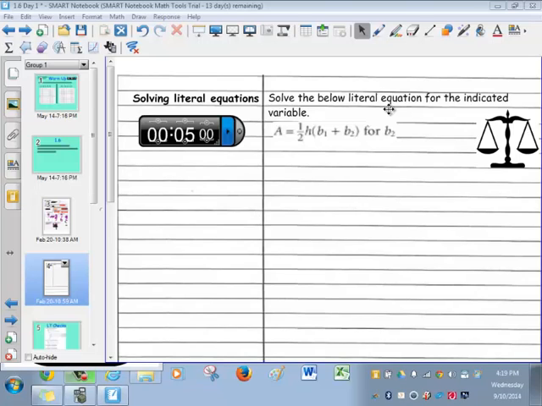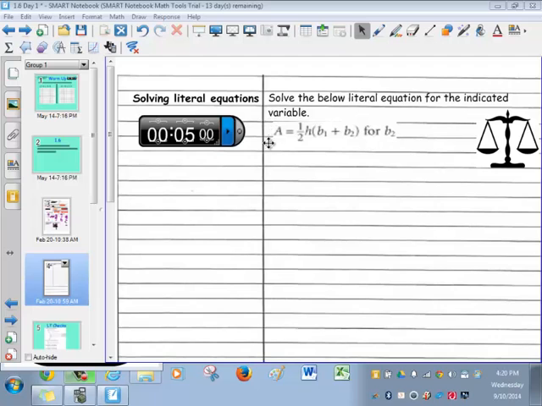Okay, now we are going to solve a literal equation. And when I say literal equation, I mean this equation literally is designed for something. So, solve the below literal equation for the indicated variable. Now, the indicated variable is right here. And when it says solve for the indicated variable, what it's really saying is get this b2 by itself on one side of the equal sign. That's what it's saying, solving for the literal variable.